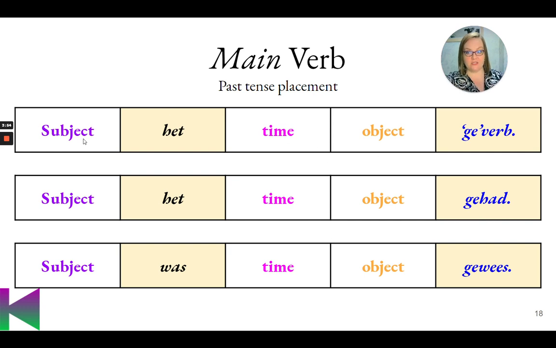So let's just look at the top one. You get your subject, your het, with your ge-verb, except those ones with the prefix. Okay. If you have the subject as het, the past tense of have, I have something, you have a gehad at the end. I had this. If you have a is in your present tense, it's was in the past tense with a gewees at the end. Don't worry about memorizing this. I will go through them one by one.